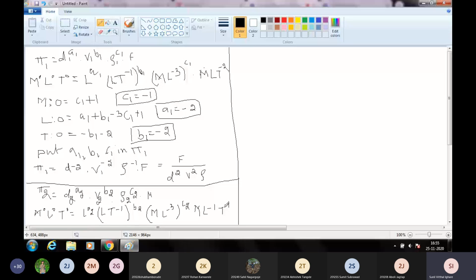Next step is the same. First of all, we take the left hand side, M value is 0, that is equal to the right hand side M values, M raised to c2, so we say c2, plus M raised to 1, so plus 1. So c2 is equal to minus 1. Okay, so this is the value of c2.